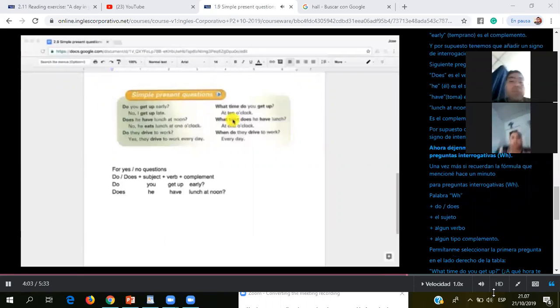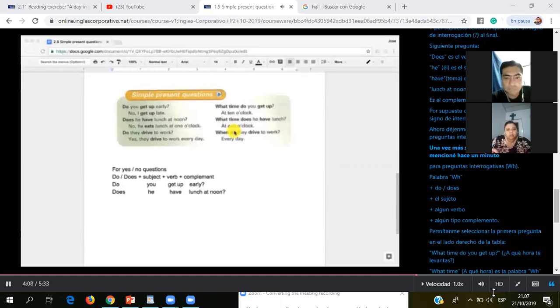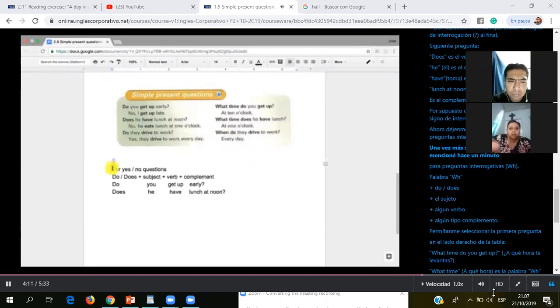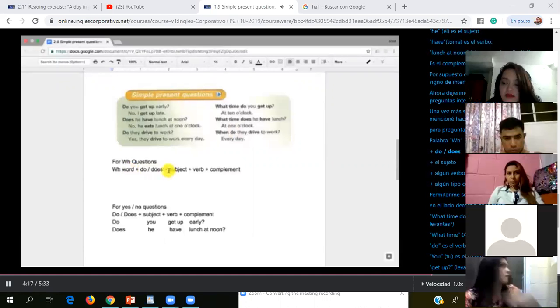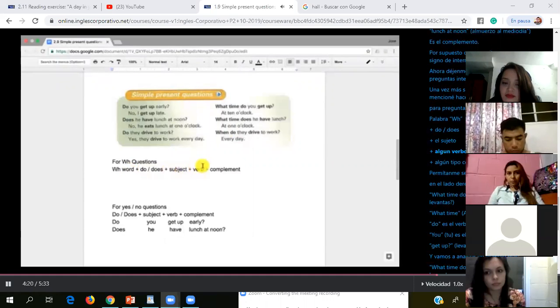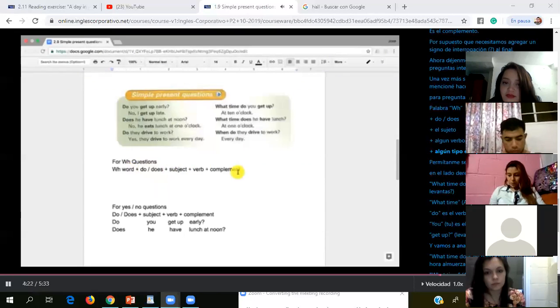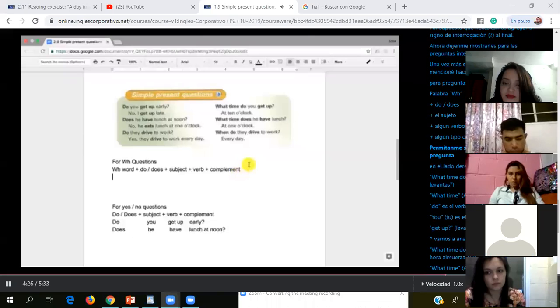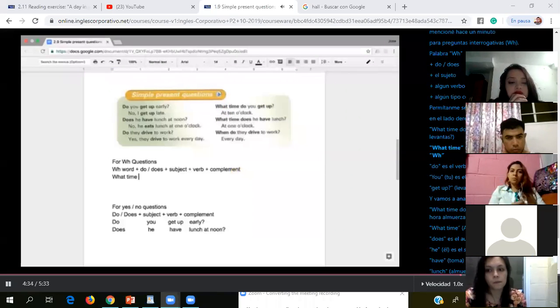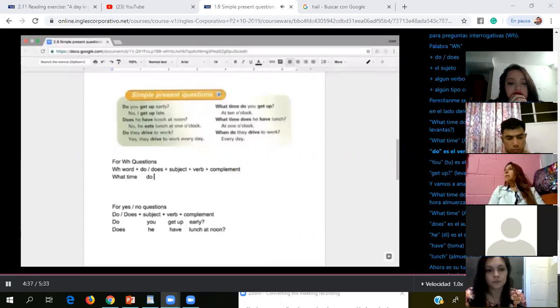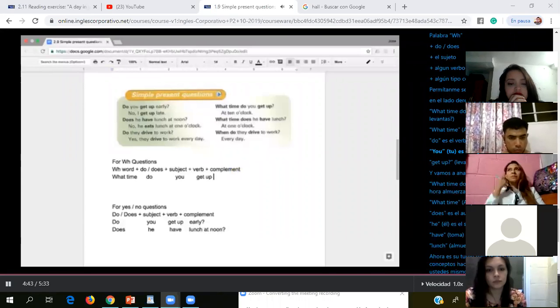Now, let me show you WH questions. Once again, if you recall the formula that I mentioned a minute ago, for WH questions: WH word plus do or does plus the subject plus some kind of verb plus some kind of complement. Let me select the first question on the right side of the chart. What time do you get up? What time is the WH word. Do is the auxiliary verb. You is the subject. Get up is the verb.